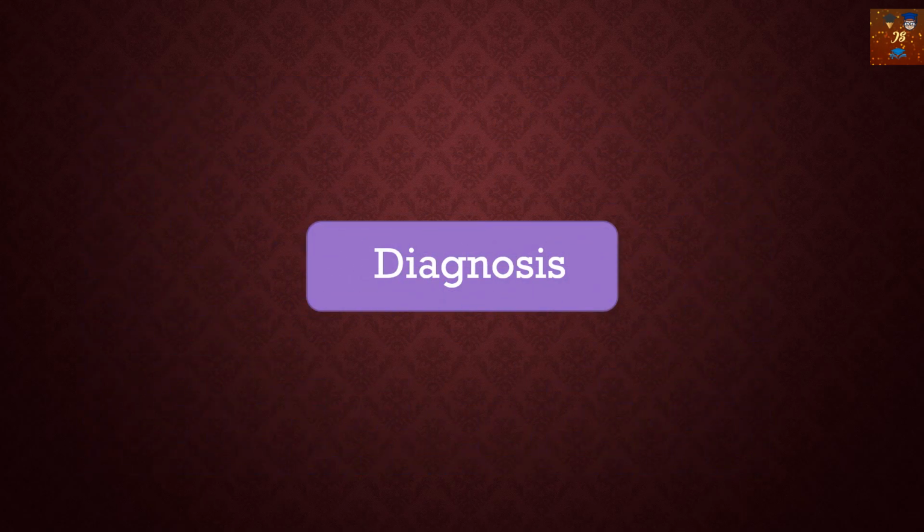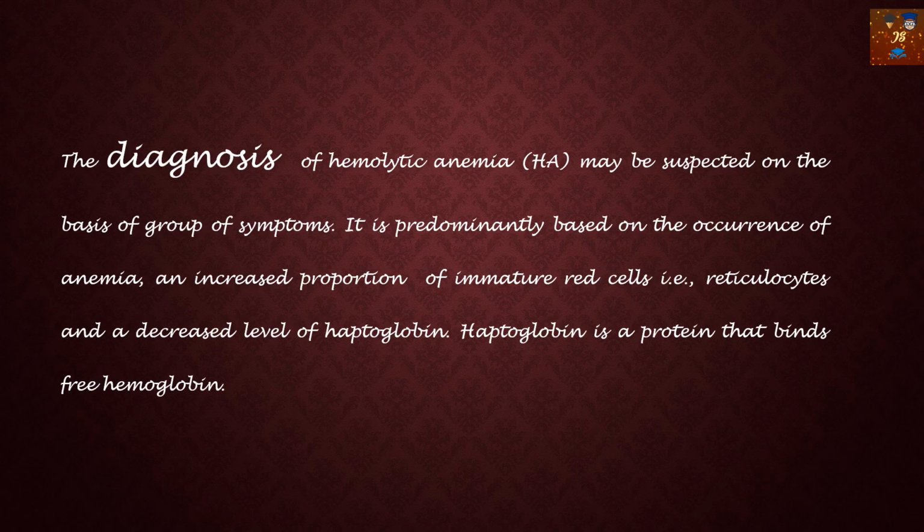So, how is the diagnosis of hemolytic anemia done? The diagnosis of hemolytic anemia, in brief HA, may be suspected on the basis of a group of symptoms. Only one symptom cannot diagnose hemolytic anemia. There should be a group of symptoms which will notify the presence of hemolytic anemia in a particular person. So, what are those symptoms?